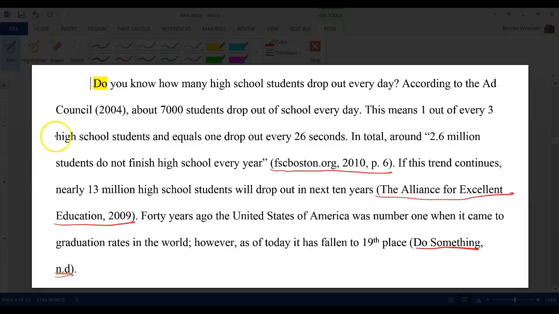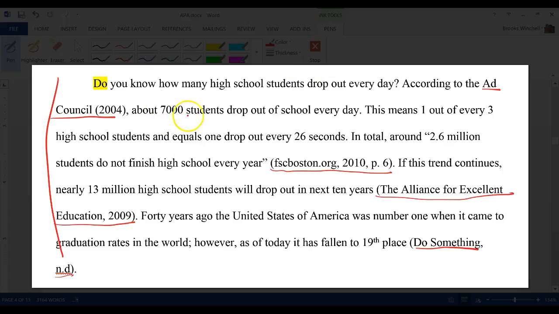Actually, this author cites several different sources here. You see there's the Ad Council is one, and then FCS Boston's 2, Alliance for Excellent Education is 3, and DoSomething.org is 4. So we have 4 sources cited in here. And she gives credit to each of those sources.